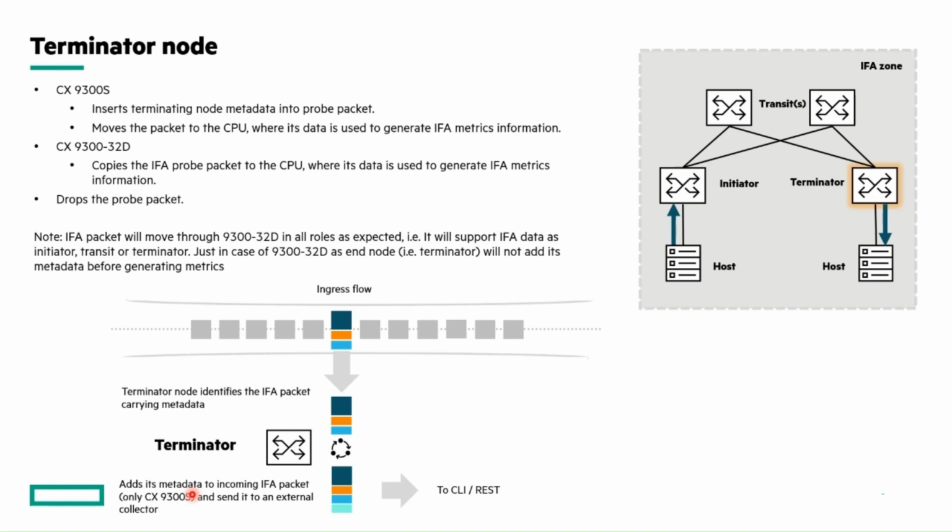So once again, this should be noted that the IFA packet will move through 32D models in all roles as expected. It will support IFA data as an initiator, transit, or terminator. But just in the case of 32D as an end node, which means a terminator, it will not add its metadata before generating the final metrics.